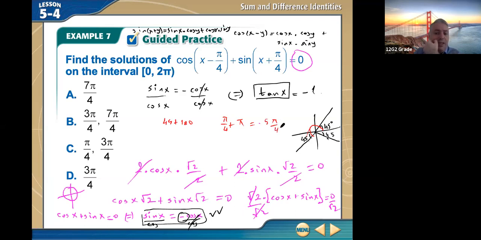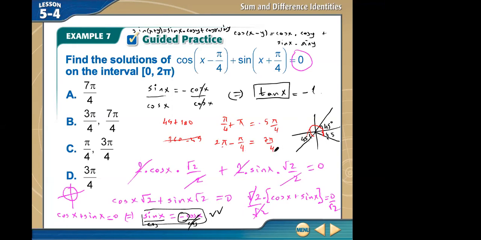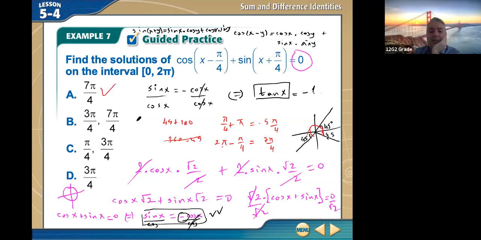This is the first. Second, how can I express this one? This is 360 minus 45. Can I say like this? 2 pi minus pi over 4, 360 minus 45. So 8 pi over 4 minus pi over 4, 7 pi over 4. Yes, no? What do you think? Yeah. So 7 pi over 4 here.